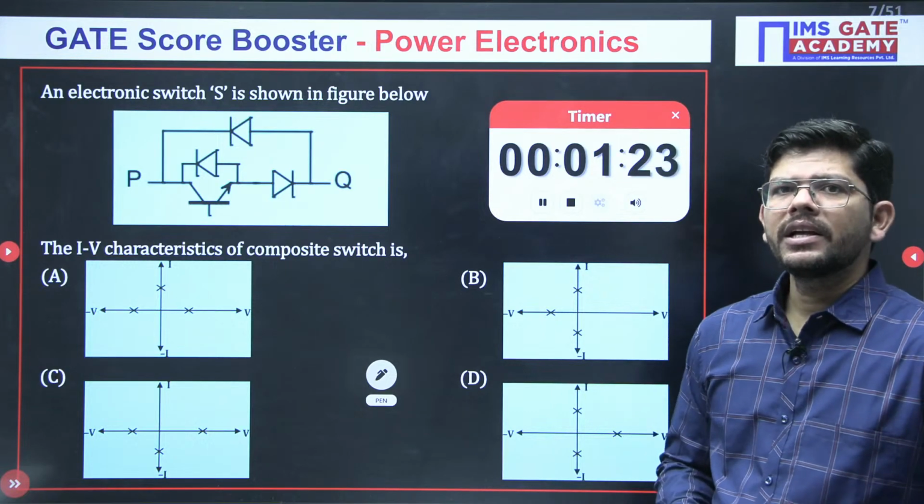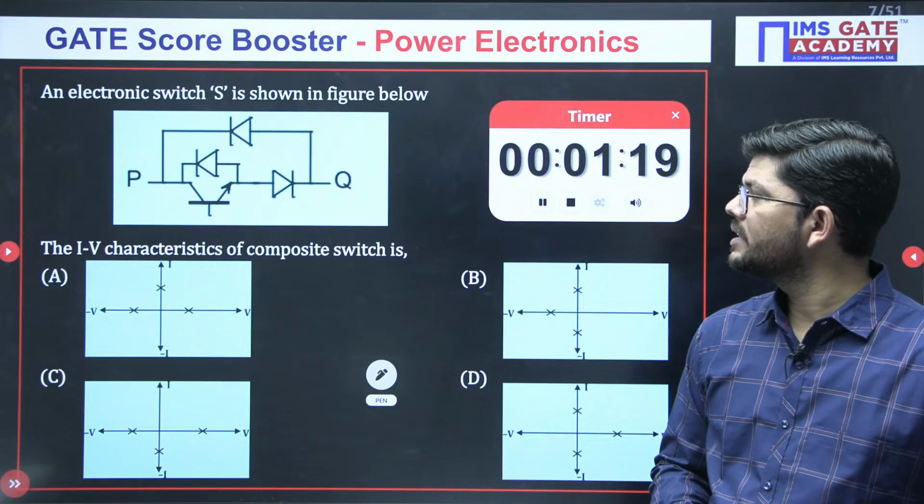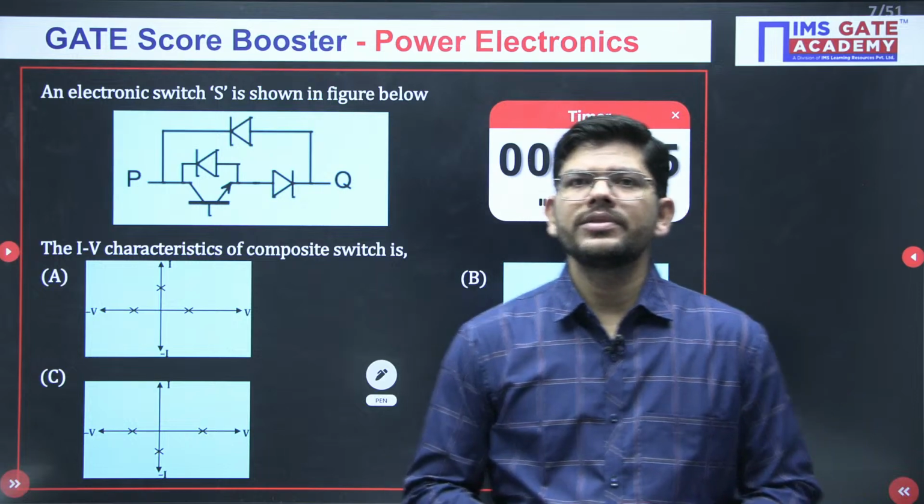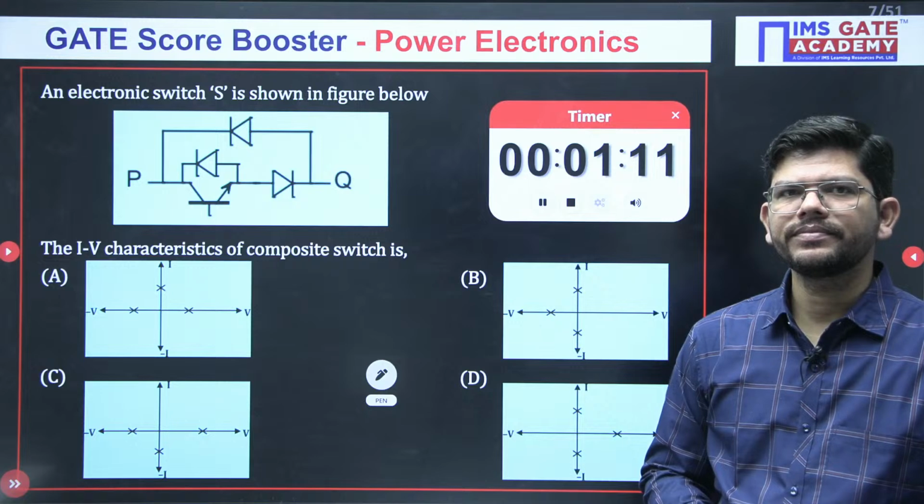First we have a BJT and a parallel diode. Then we have a series diode, and then this combination again has a parallel diode, okay? So what will be the switch realization for this combination?